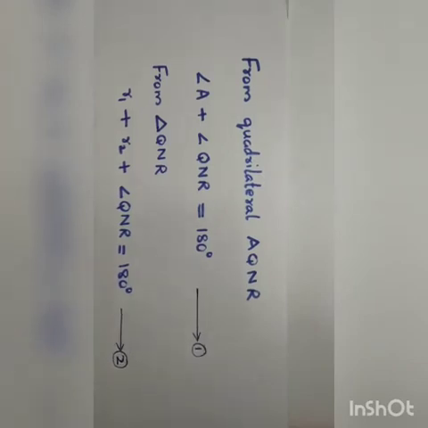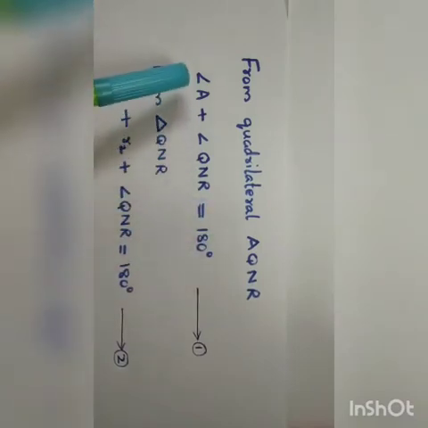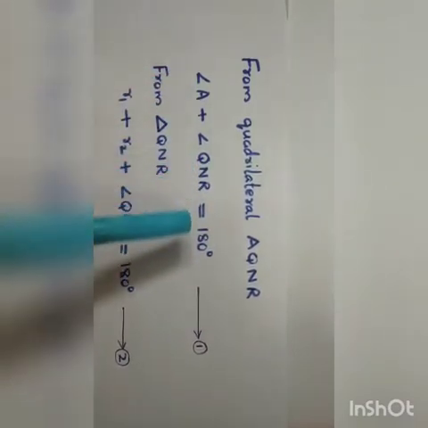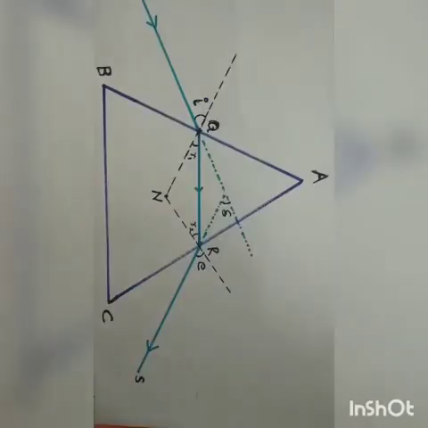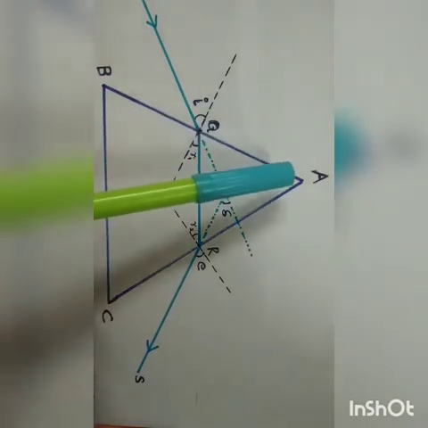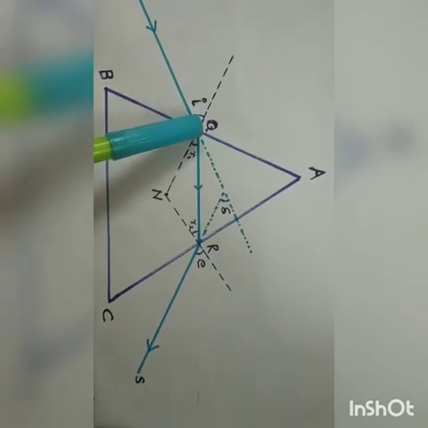So I can say from quadrilateral AQNR, angle A plus angle N, or angle QNR, is 180 degrees. Again look into the diagram. We have said that angle A plus angle N is 180 degrees. Now concentrate on the triangle QNR. Which is triangle QNR? This one.